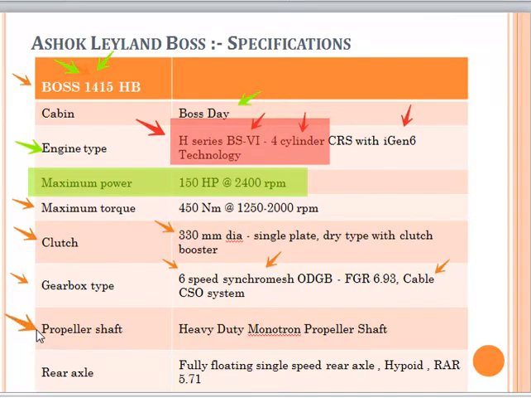Propeller shaft. Now what is the propeller shaft type? Heavy duty monotron propeller shaft. Rear axle is what? Full floating. Now see, you will study these types of axles in your coming units. So this is a full floating single speed rear axle with hypoid. All these things, the gearbox, the propeller shaft and the rear axle, you will come to know in detail, right?